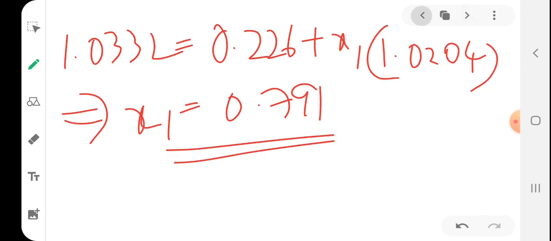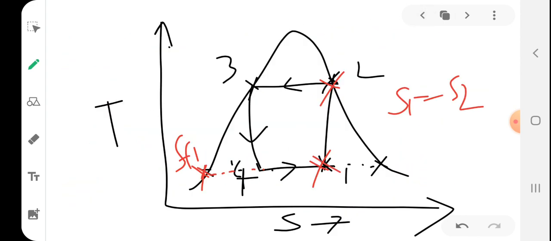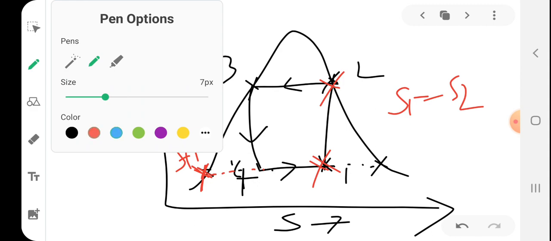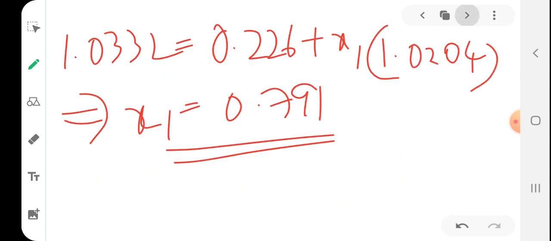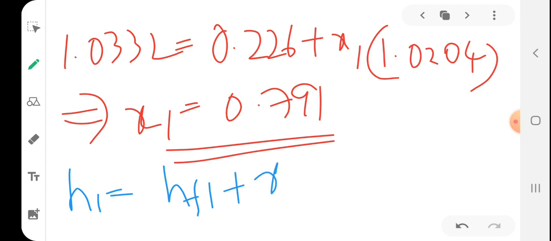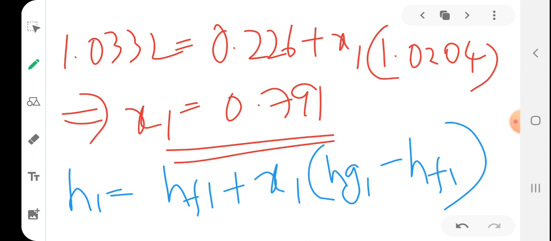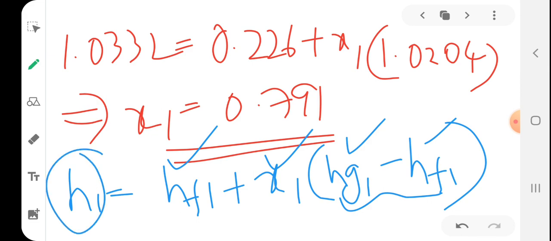So students, if you know the value of HF1 here, then H1 can be calculated. How? H1 will be HF1 plus X1 into HFG, or HG1 minus HF1. That is, this is nothing but HFG itself. So HF1 is known, HG1 is known, X1 is also known. So you can calculate H1, right?